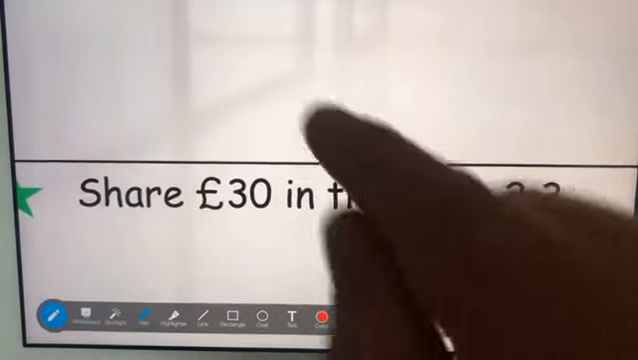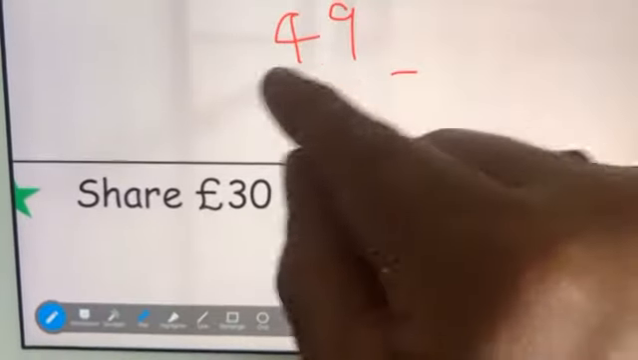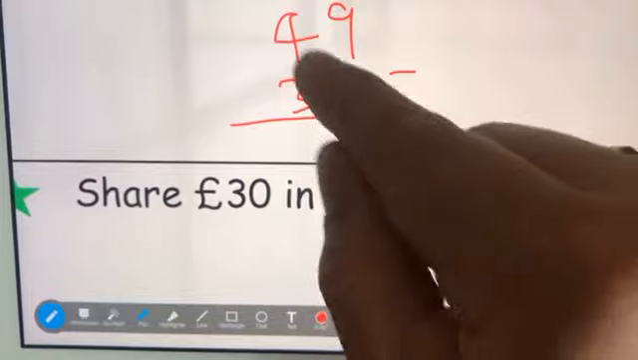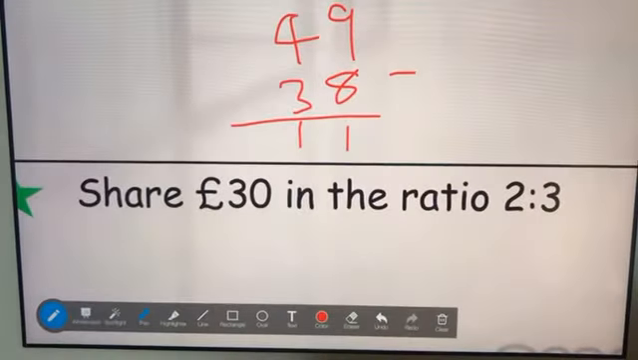49 take away 38. Okay, very straightforward taking away. You can do this on your fingers if you wanted to. 9 take away 8 is 1. 4 take away 3 is 1. Gives us 11 for 2 points.